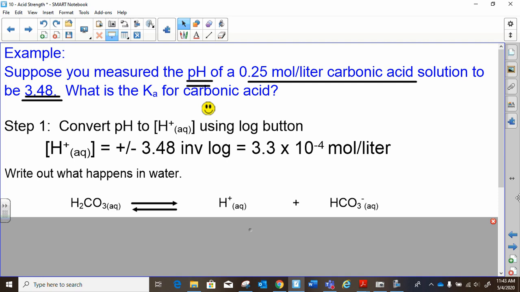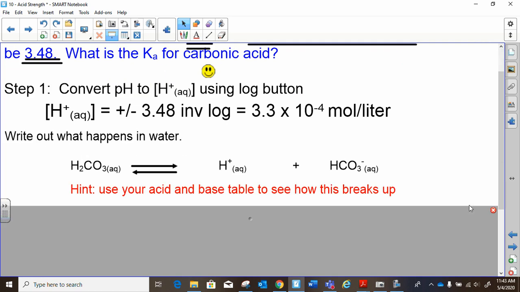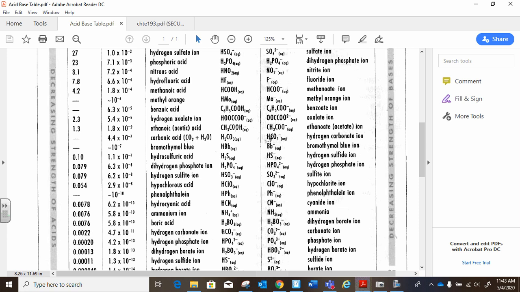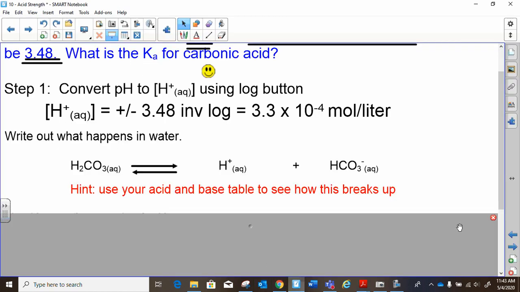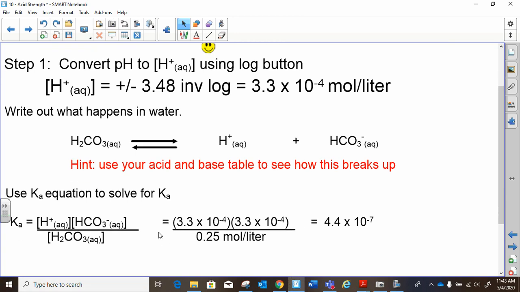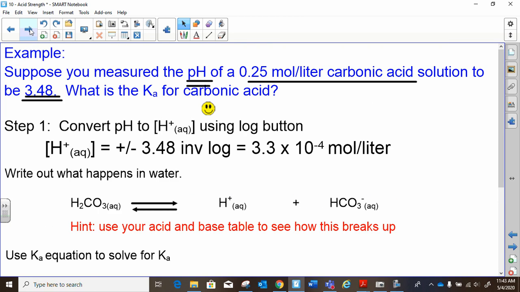Okay, now once you have that written out, you can just use your acid-base table because it shows you right here, if you're carbonic, it shows you how when you lose one H, you get this. That's what your conjugate base is. Then you fill in your Ka and have your H plus concentration squared over your concentration of acid, and you get your Ka. And again, no units. 10 to the negative 7, pretty weak acid, which makes sense. It's in the middle of our table.